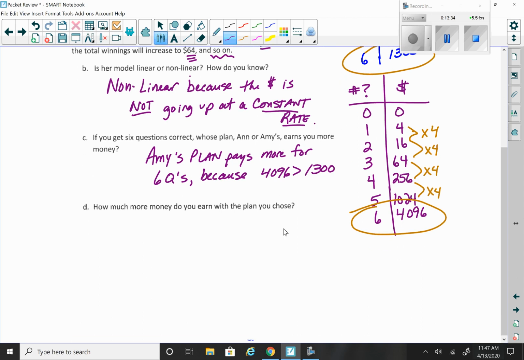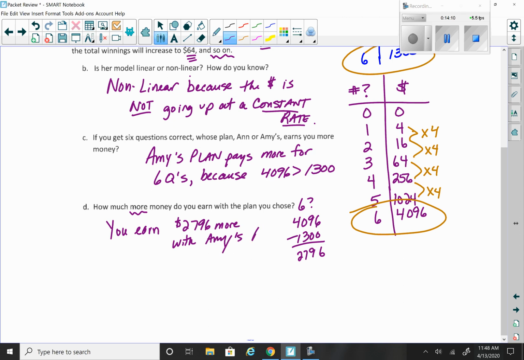How much more money do you earn with this plan you chose? Again, I'm assuming they mean with 6 questions. Like how much more do I earn if I answer 6 correct? So if I took 4,096 minus 1,300, let's see, 40 minus 13 is 27, so 2,796. So how much more do I earn? We're going to say that you earn $2,796 more with Amy's plan. And again, we're assuming that they're saying with 6 questions.